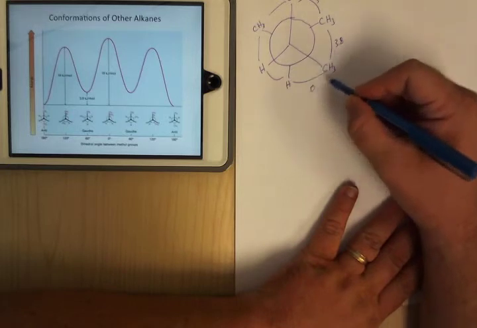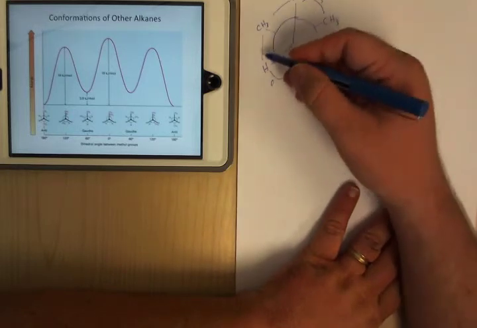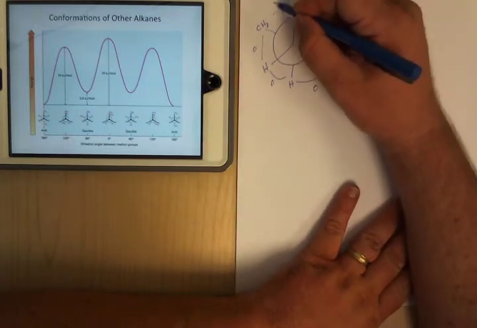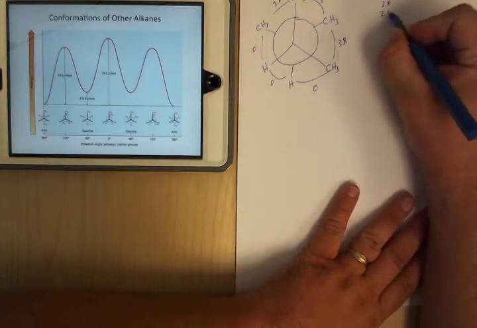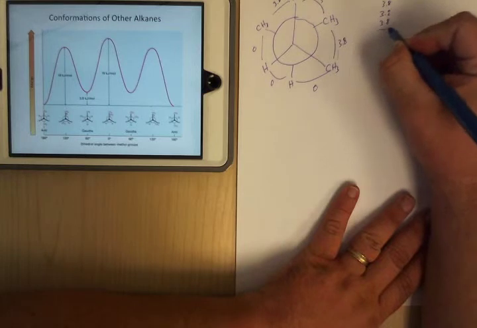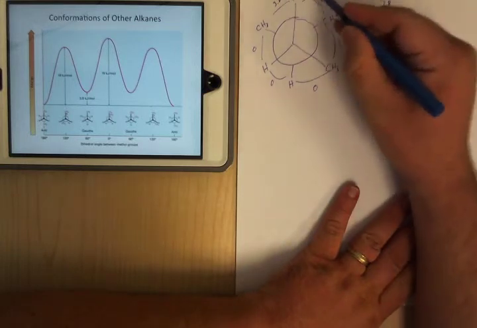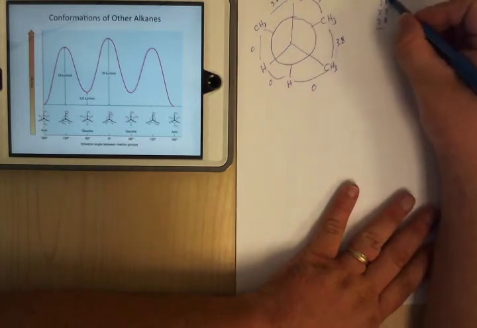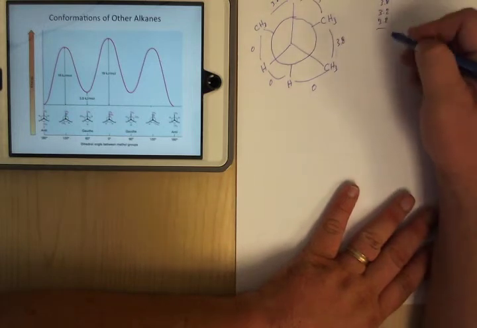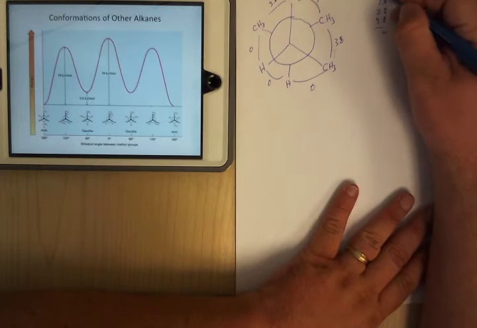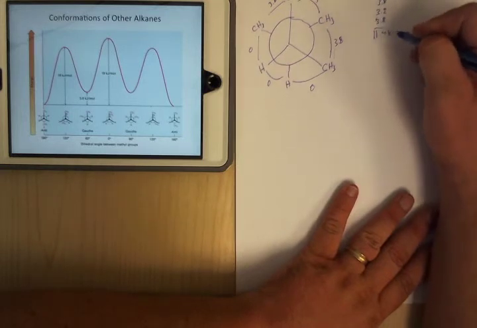This one's too small, so it's 0. This one's too small, so it's 0. This one's 0. This is 3.8. So it'd be 3.8, 3.8. Sorry, these 3 gauche interactions, you just add them up. So that's 11.4 kilojoules per mole for there.